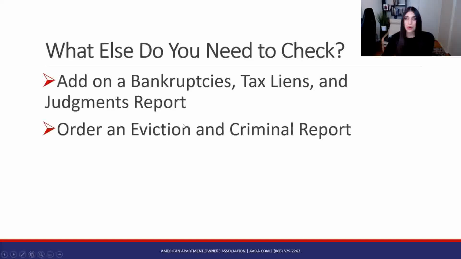Also, of course, you want to order an eviction and criminal report. Someone asked earlier, how do we find out about evictions? An eviction report isn't part of the credit report, so it doesn't affect their score, but you can actually search public records for evictions and criminal records. We do a search at AAOA that uses the person's social and previous addresses so that it's very accurate. In fact, we really pride ourselves in having one of the most accurate eviction reports in the industry.